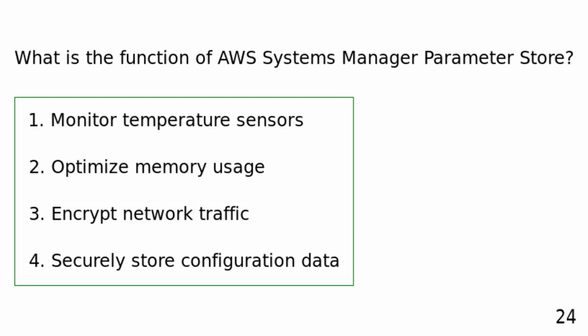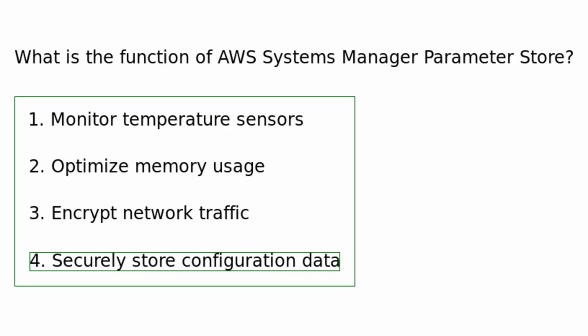What is the function of AWS Systems Manager Parameter Store? Monitor temperature sensors. Optimize memory usage. Encrypt network traffic. Securely store configuration data. AWS Systems Manager Parameter Store is used to securely store configuration data such as passwords, database strings, and license codes, making it easier to manage and access sensitive information securely.